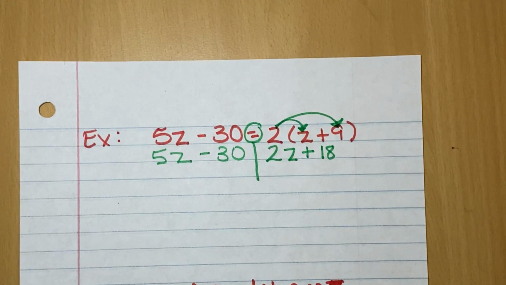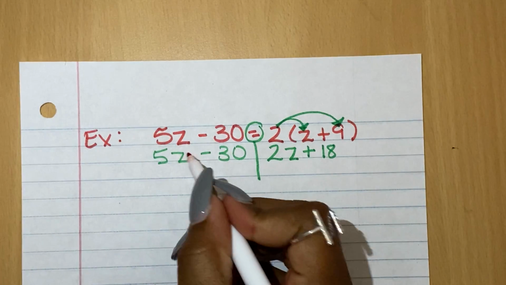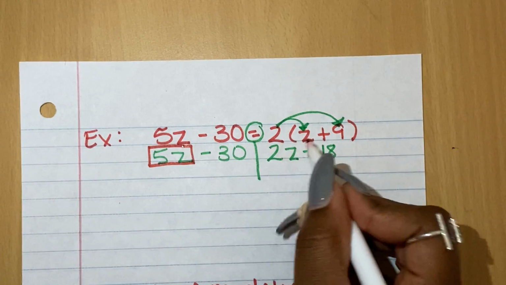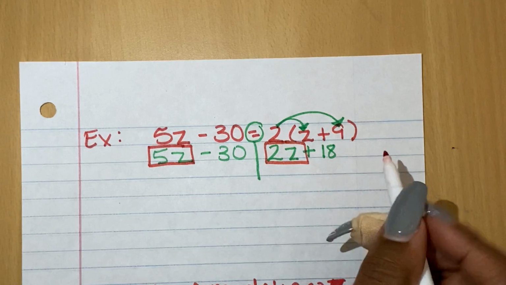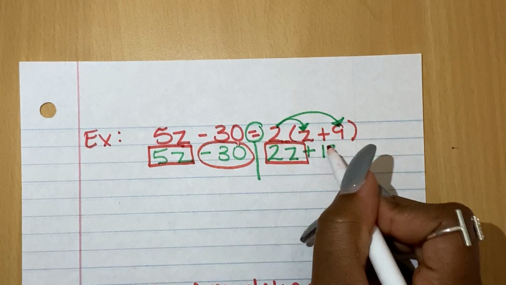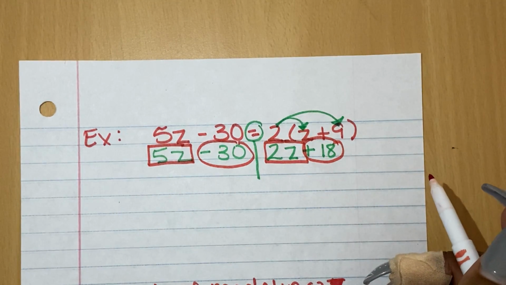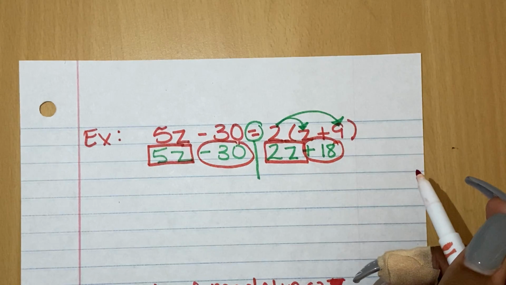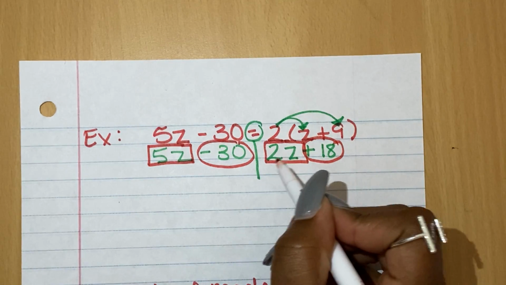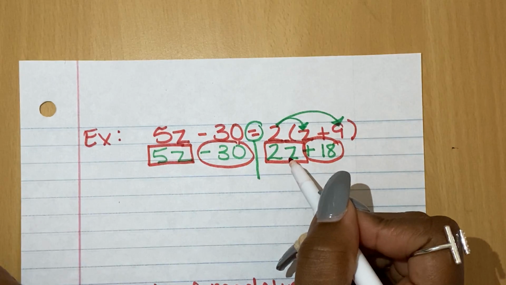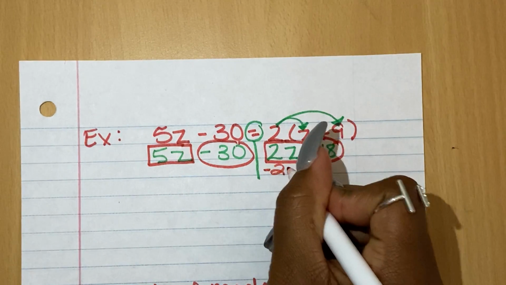Now we can work. 5z minus 30 equals 2z plus 18. Go through and box things that look alike, circle things that look alike. There's a variable, here's a variable. There's a constant, here's a constant. You need to move the smaller valued variable using inverse operations. Here's the variable with the smallest value because there's a 2z and it's smaller than 5z. So we're going to subtract 2z on both sides.